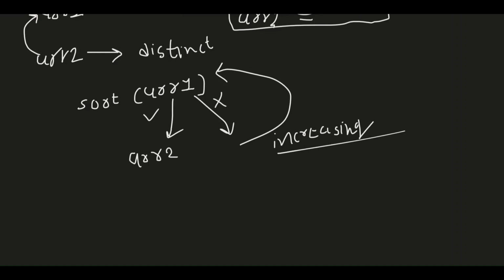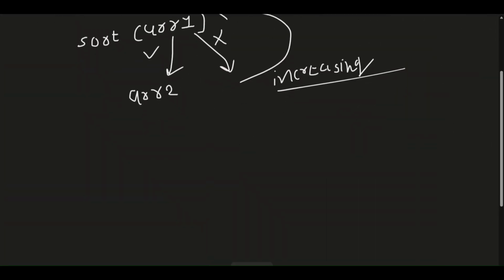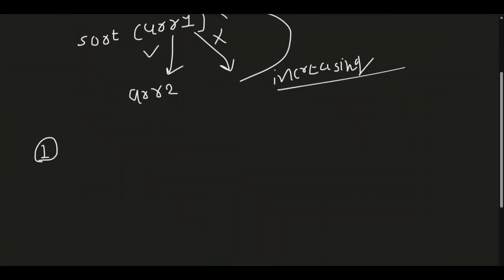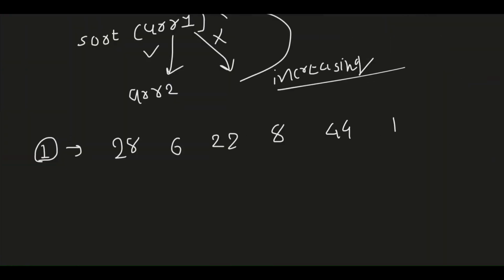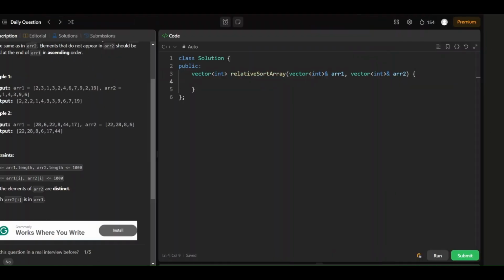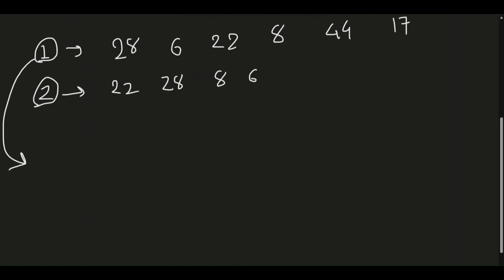This is our task. Let's say for this test case, arr1 is given as 2, 3, 1, 3, 2, 4, 6, 7, 9, 2, 19. Sorry, as given in the video: arr1 is 28, 6, 22, 8, 44 and 17, and arr2 is 22, 28, 8 and 6. So we have to sort arr1 in such a way that every element in arr1 appears in the same manner as in arr2.